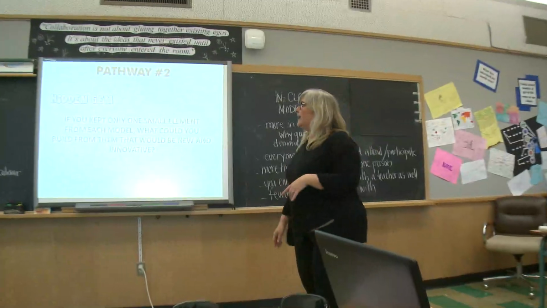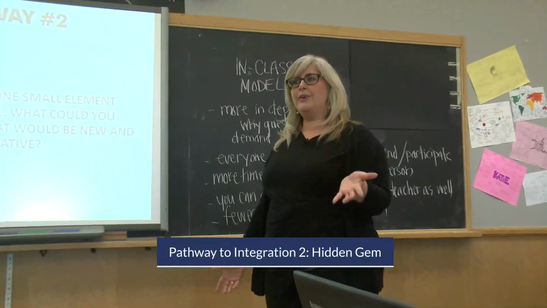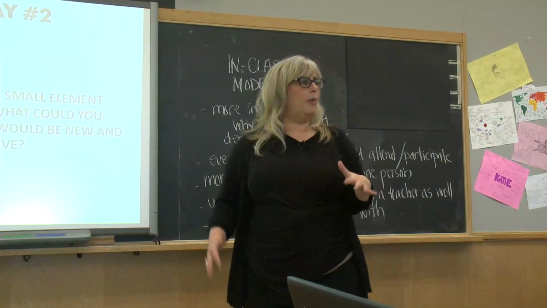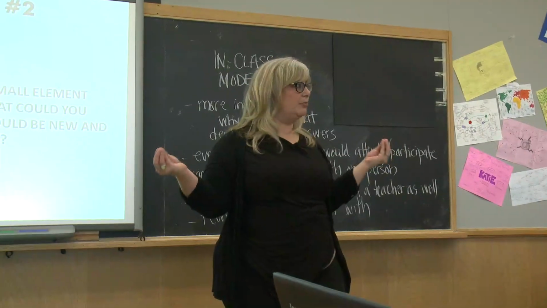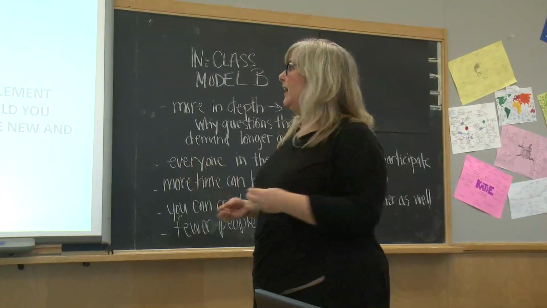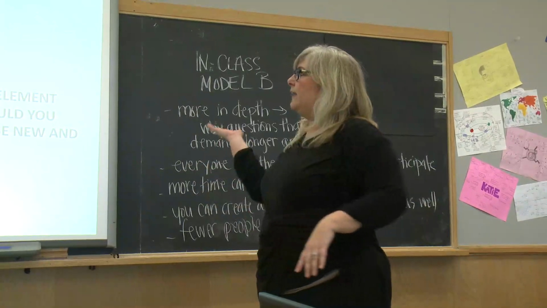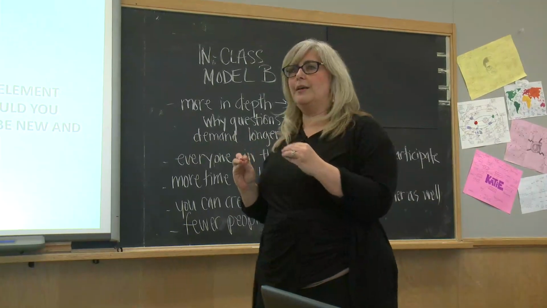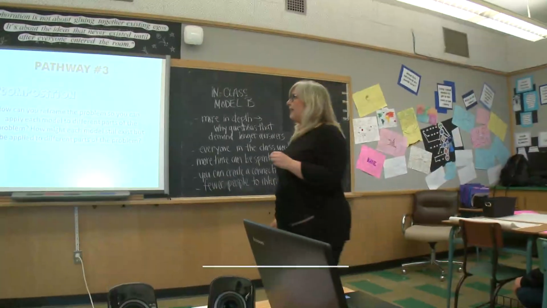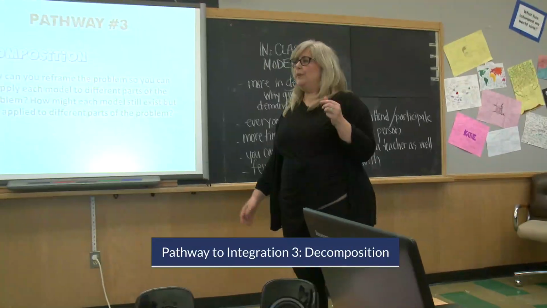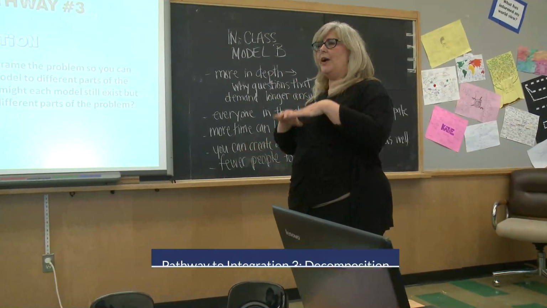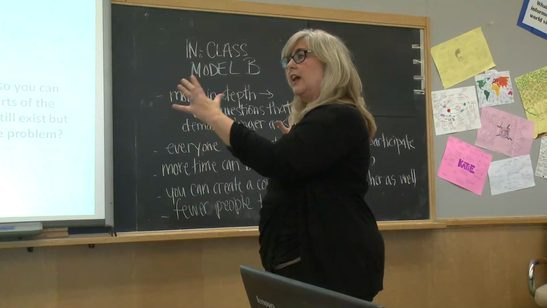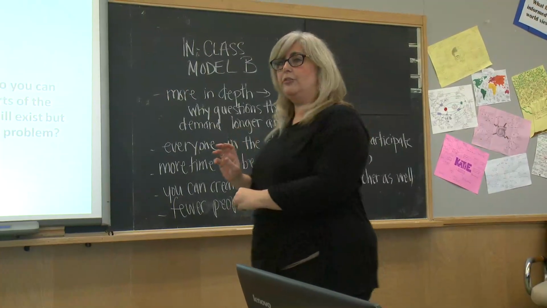The second pathway is called hidden gem. And this is a great pathway if when we look at the 2 models, really most of the model is not what we would like to keep, but there's something in each model that we value a lot. And so I'm going to look at model A and model B, and if I could only keep one small element of the model, what could I build from that to create something new? And the last pathway is decomposition. With decomposition, I'm going to think about how I can reframe the problem so that I'm going to use each model in its entirety to solve different parts of the problem.